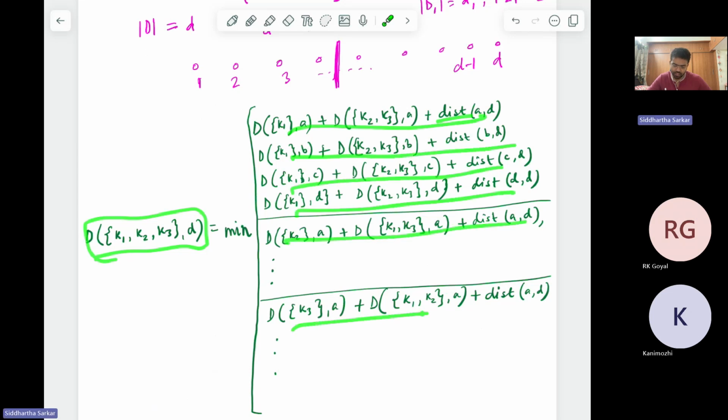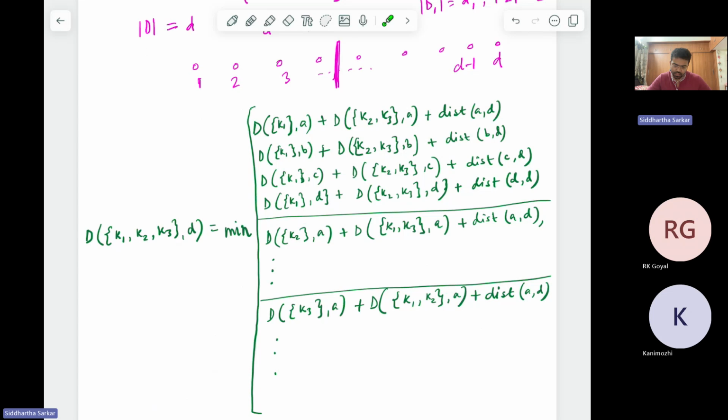In this recurrence, we'll have many possible cases to consider. This corresponds to partitioning K1, K2, K3 into K1 and K2, K3. All these four correspond to that, where A, B, C, D are different non-terminals. These entries are already calculated in the table. Similarly, this corresponds to partitioning K1, K2, K3 into K2 and K1, K3. And this corresponds to partitioning K1, K2, K3 into K3 and K1 and K2. So is this recurrence understood?